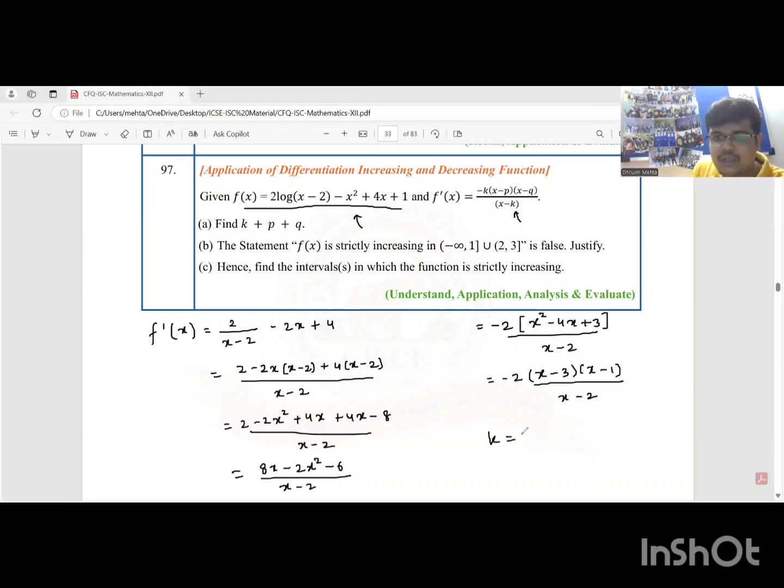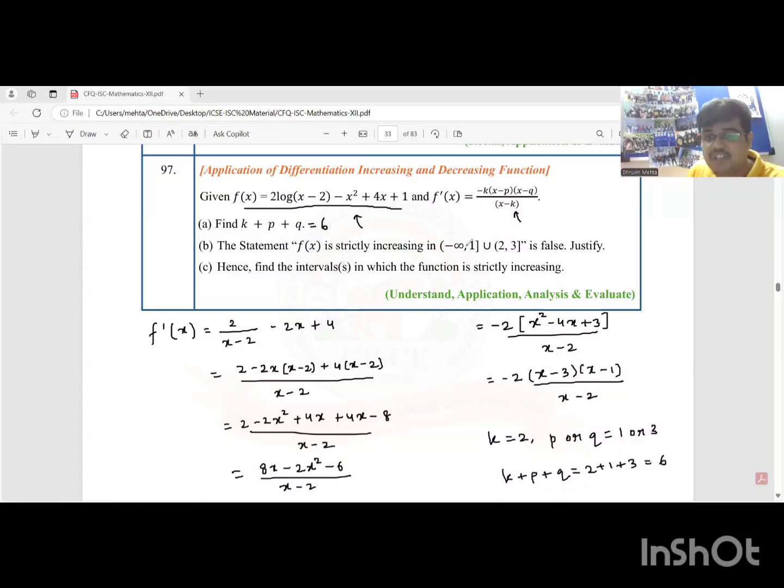So here k is clearly 2. Now p or q, either of them will be 1 or 3. It doesn't matter. We want the addition at the end, so it doesn't matter. And k is 2. We have already figured that out. So k plus p plus q, students, is simply 2 plus 1 plus 3, which is 6. So here we get k plus p plus q is 6.